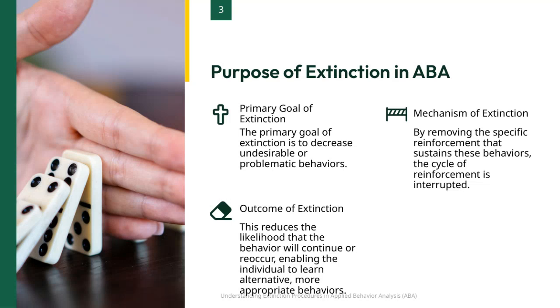The main purpose of extinction in applied behavior analysis is to reduce or eliminate problematic behaviors. This is achieved by identifying and removing the reinforcement that is maintaining those behaviors. Without that reinforcement, the behavior is less likely to continue or happen again. Over time, this process helps the individual to learn and adopt more appropriate behaviors in place of the unwanted ones.